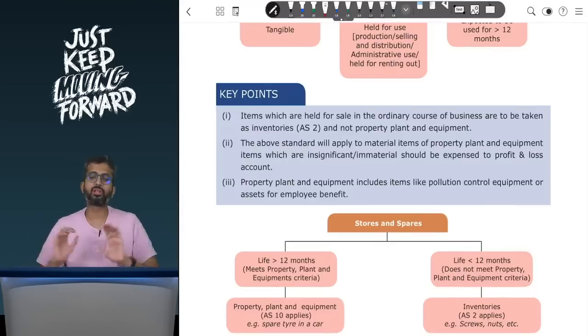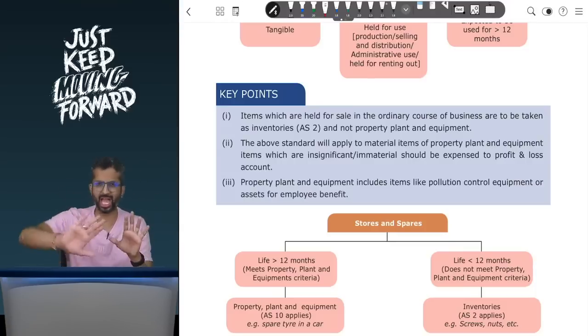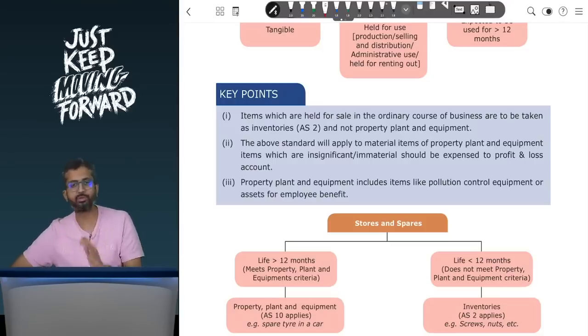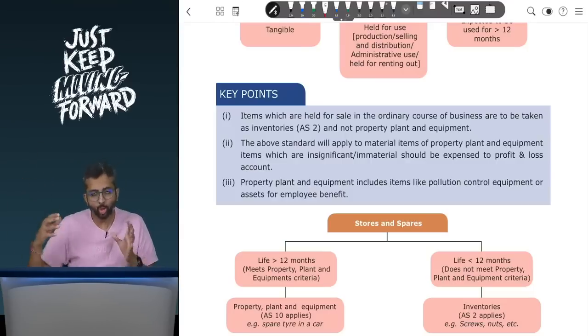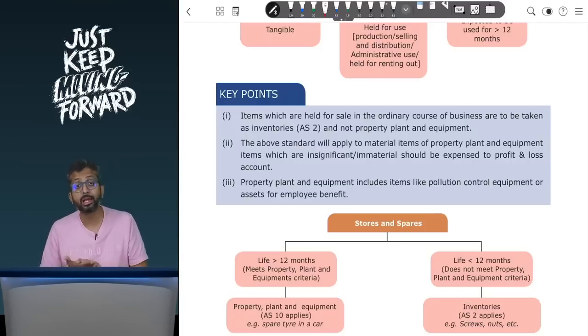Living plants are further subdivided between bearer plants and non-bearer plants. Animals, there is no such segregation. Animals will not generally be covered by AS10. There is separate accounting guidance for living animals like cattle. If I am Amul and I have cattle with me as inventory, there is a separate guidance for livestock. Accounting will be done based on that.